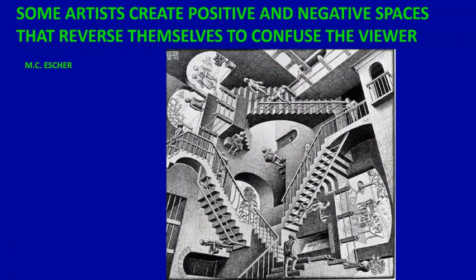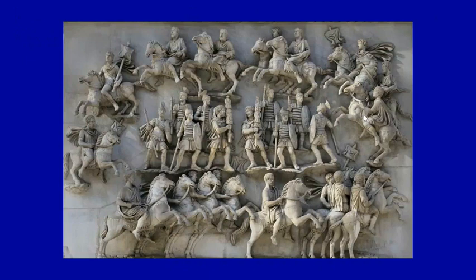Some artists create positive and negative spaces that reverse themselves to confuse the viewer. MC Escher certainly does that. He plays tricks on the mind with the orientation of various things, and we can see that here. Our point of view of this relief sculpture is that we are above them and into the crowd, but we are looking at these figures straight on.